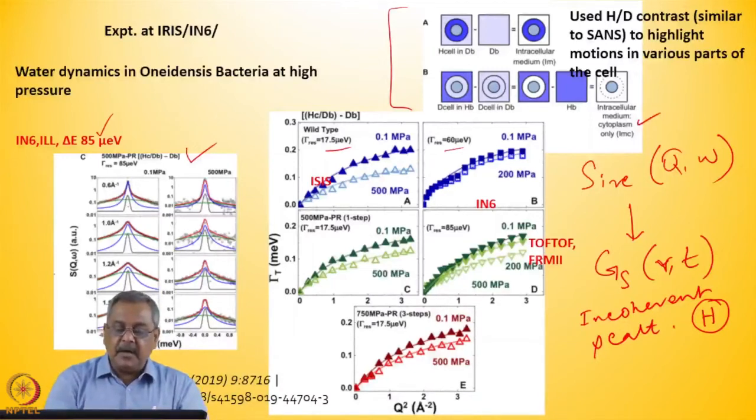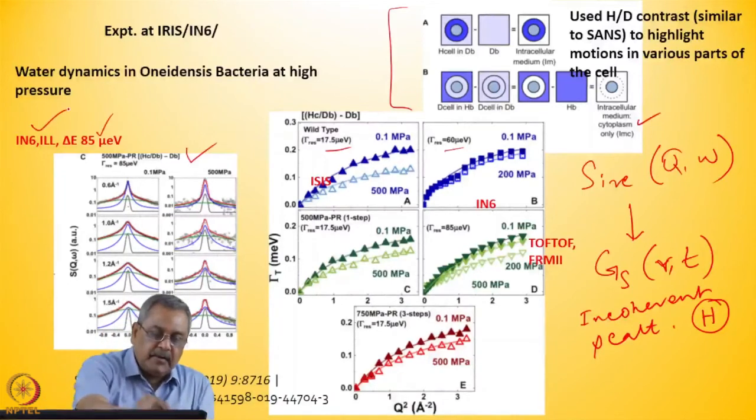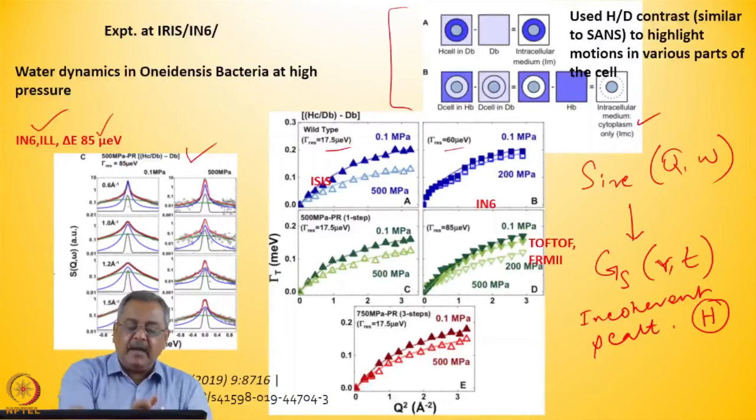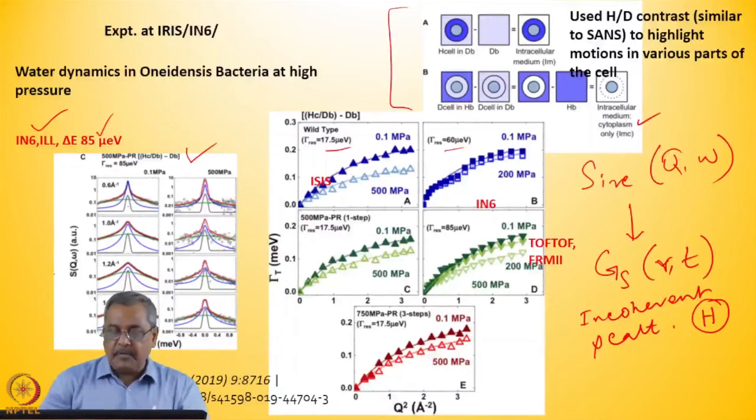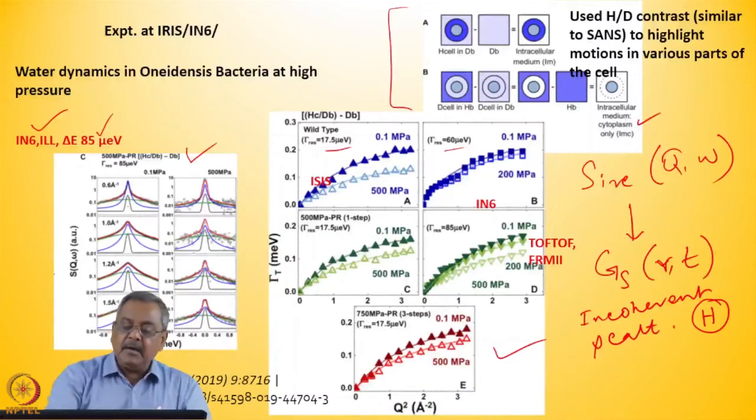I had given examples earlier from our experience at Dhruva, and this is a combination of three experiments, one at IRIS, which is at Rutherford Appleton Laboratory, one at IN6 quasi-elastic neutron spectrometer at ILL Grenoble, with slightly higher resolution, which will measure the broader part of the translational spectrum, and also at TOF at FRM2. And this is a combination of data. Data is about full width at half maxima, but this data refers to different kinds of motions.